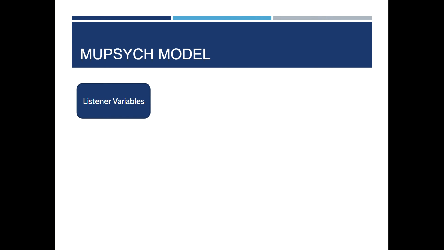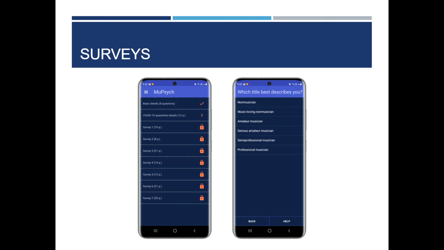The first component is listener variables. These include basic demographic details and the battery of psychological surveys that I mentioned. These surveys are presented within the app and measure individual traits such as personality, mental health indicators, and well-being.